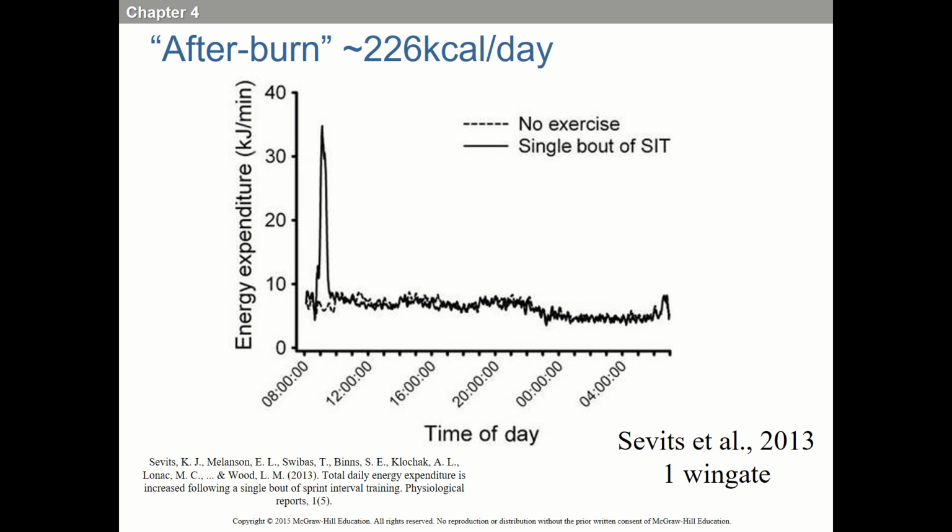Yeah. So it's the 30-second max anaerobic power test, right? That was the one where we were computing the different energy system contributions. Here, what they found in approximately an average-sized person, just doing one Wingate on a day, elevated their 24-hour energy expenditure by 226 calories.